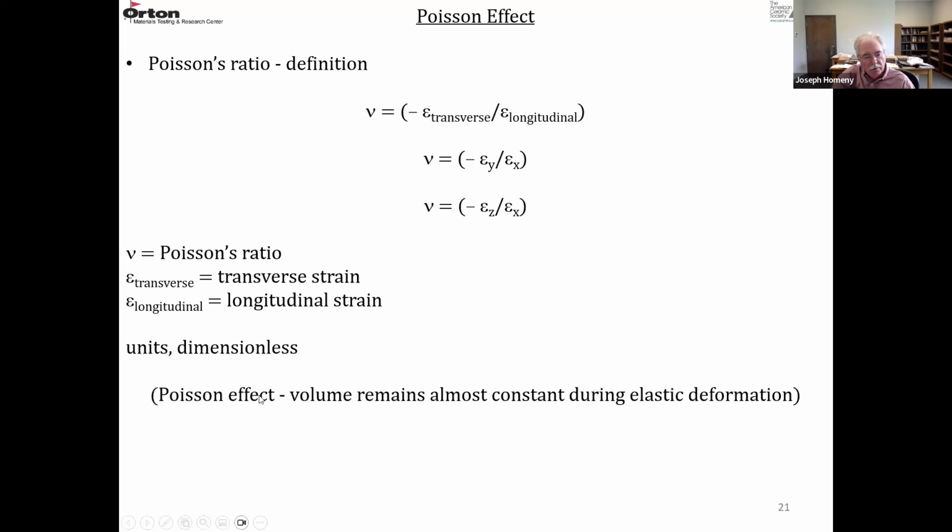And during the Poisson effect, during elastic deformation, the volume under stress remains basically constant. And if we put an X, Y, Z coordinate system on this, and I'll show that on the next diagram, Poisson's ratio can either be equal to minus epsilon Y over epsilon X, or minus epsilon Z over epsilon X.